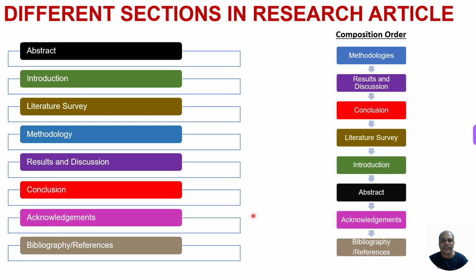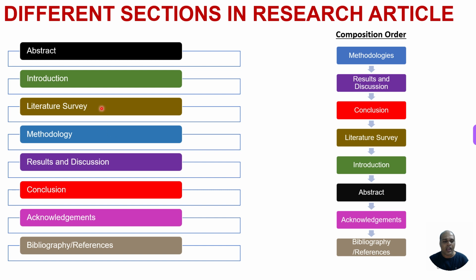So what are all the different sections in a research article? On the left you find the different sections usually seen in a research article. We have an abstract, introduction, literature survey, methodology, results and discussion, conclusion, acknowledgements and finally bibliography or references. So these are the major sections to be included in a research article. We will look at each section one by one in detail.